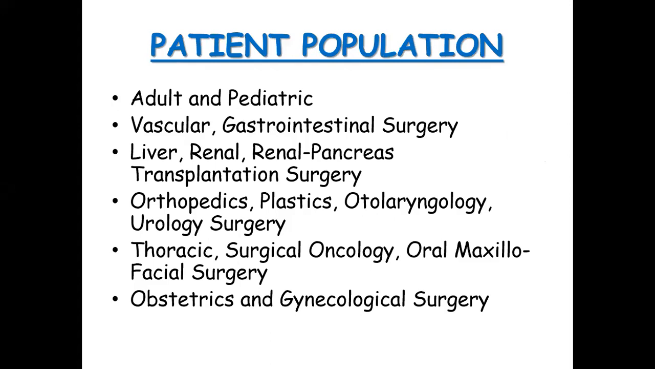The population actually varies. It could be adult and pediatric. In PMCH we have the adult surgical intensive care unit, though we deal with pediatric surgical patients also. There are various kinds of surgeries going on within the hospital: orthopedic, general surgeries, facial-maxillary surgeries, thoracic, neurosurgical patients, and obstetric or gynecological patients. All these patient populations can be admitted into the surgical intensive care unit after their surgery.